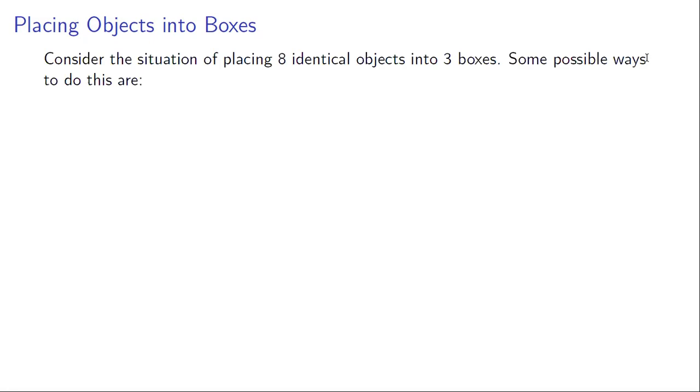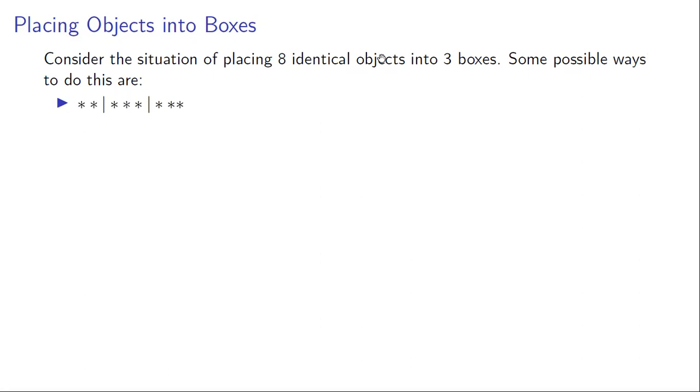So consider the situation of placing 8 identical objects into 3 boxes. Okay, so 3 boxes, and we have 8 objects. They're identical, and we want to put them into the 3 boxes. So there are many different possible ways we can do this. Some possible ways to do this are as follows. So here's one possible way.